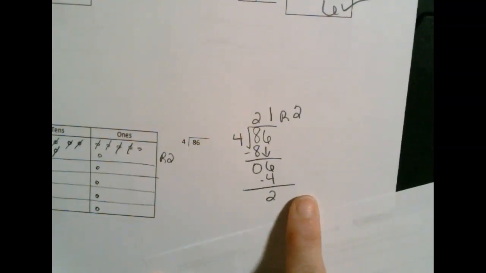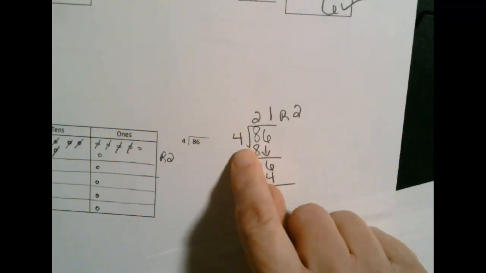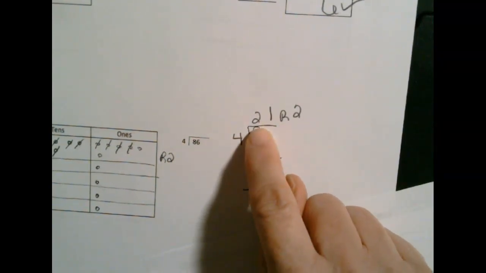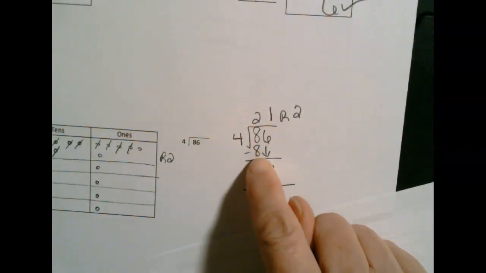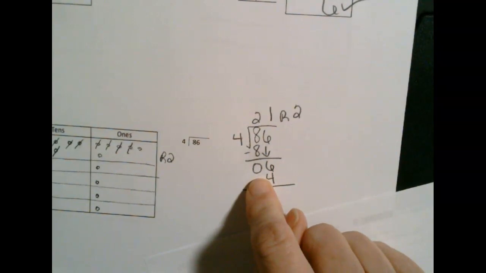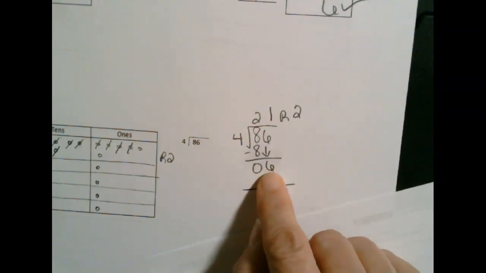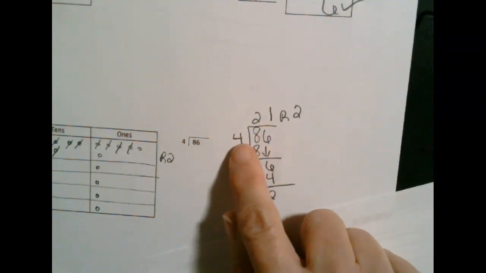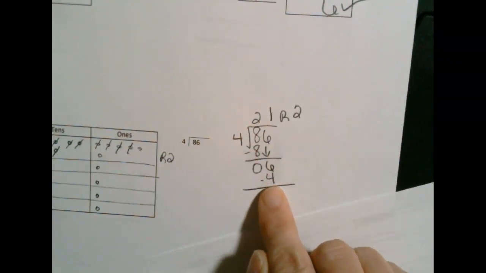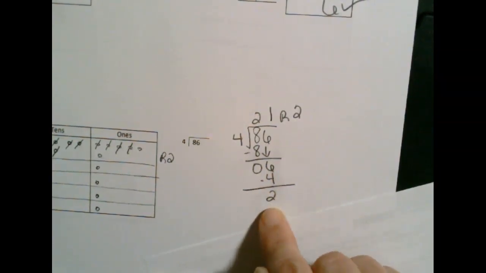So 86 divided by 4, I came over here and wrote it so that I had a little more room. So I divided my 8 tens by 4 ones, and that was 2 tens. 2 tens times 4 ones is going to give me 8 tens. 8 minus 8 is 0, so I had to bring down my 6 ones. 4 will go into 6 one time. 1 times 4 was 4. So I used 4 of my 6 ones. So when I subtract, I have 2 ones left.